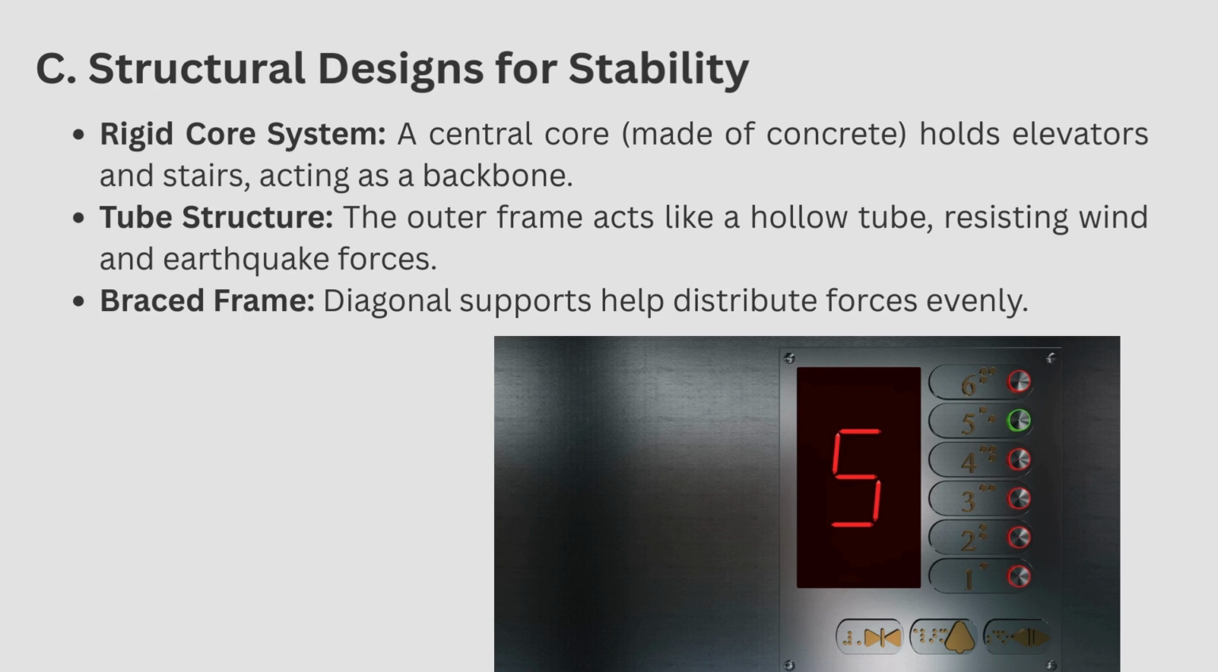Structural designs for stability. Rigid core system: a central core, made of concrete, holds elevators and stairs, acting as a backbone. Tube structure: the outer frame acts like a hollow tube, resisting wind and earthquake forces. Brace frame: diagonal supports help distribute forces evenly.